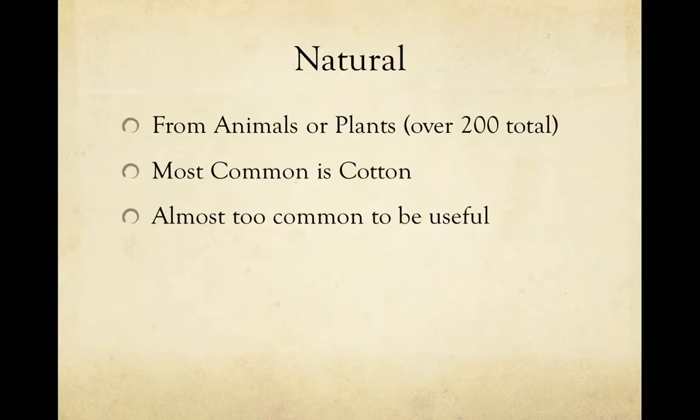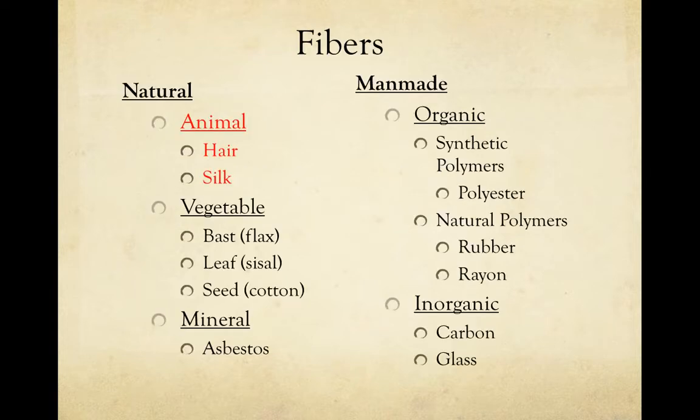Natural fibers generally come from animals or plants, and there's lots of these. There's over 200 of these types of natural fibers. By far the most common of the natural fibers is cotton, and it's actually so common that it's not really useful forensically speaking because there's so much of it. It's hard to narrow it down. So animal natural fibers are categorized into hair and silk.